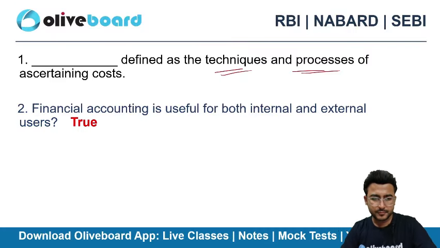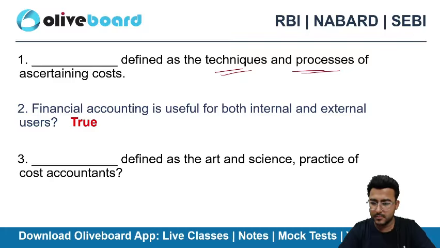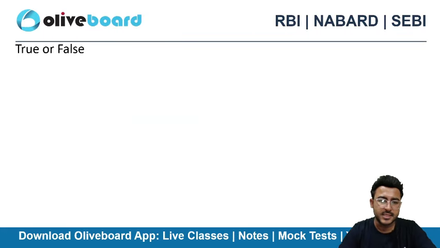That's true. Next, what is defined as the art, science, and practice of cost accountants? A very simple question. This is cost accountancy. Okay, third part is cost accountancy.